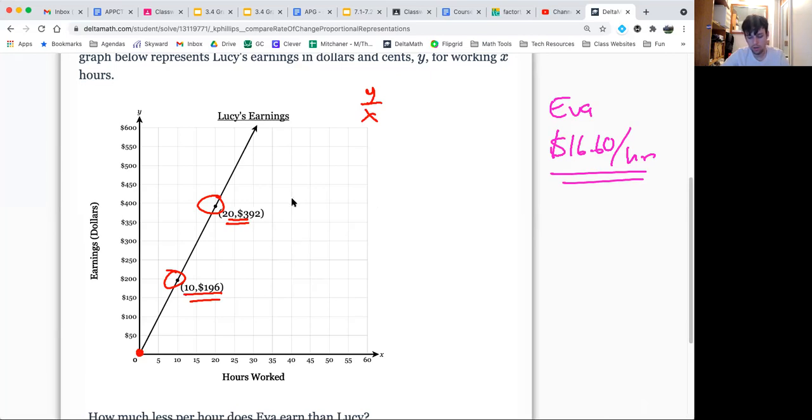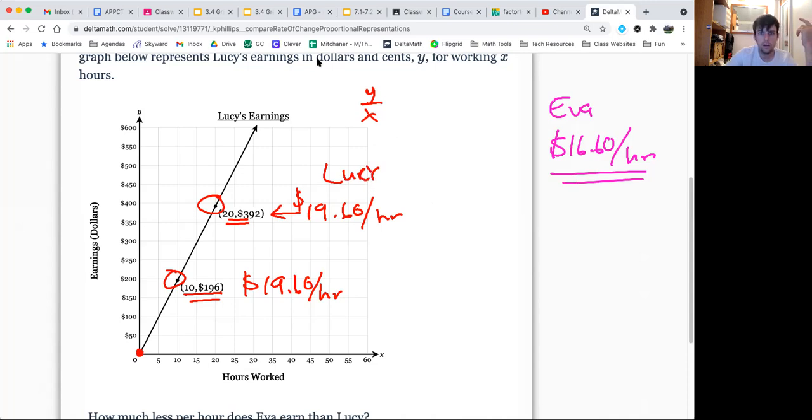392 divided by 20. That is 19.6. So this one was a rate of $19.60 per hour. And this one should be the same, but let's just calculate it. 196 divided by 10. Yep, same rate. So 19.60 per hour. Okay, so comparing these, so this is for Lucy.